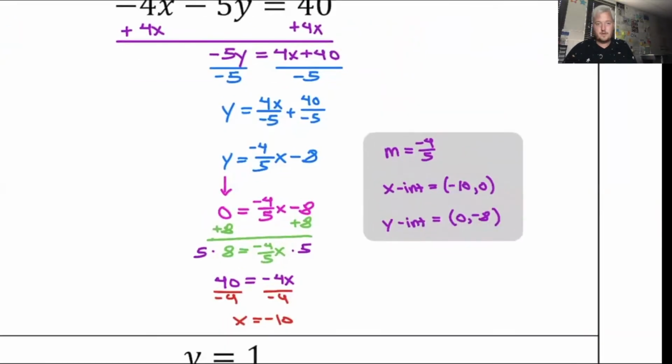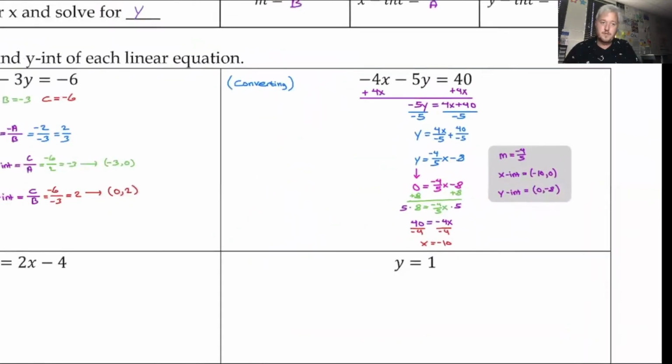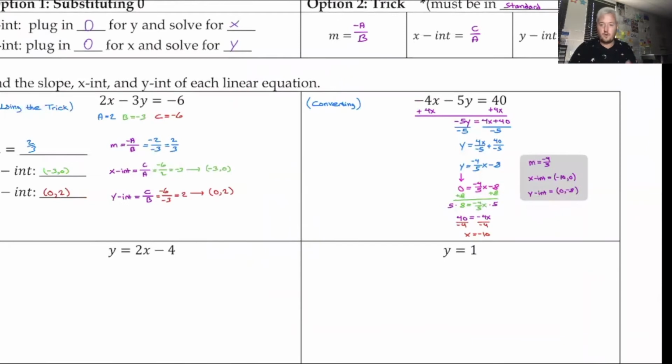So as you can see, if I convert, it is a little bit more involved. There's a few more steps that are going to be required. But as mentioned before, the trick or converting, either way, it's going to work.